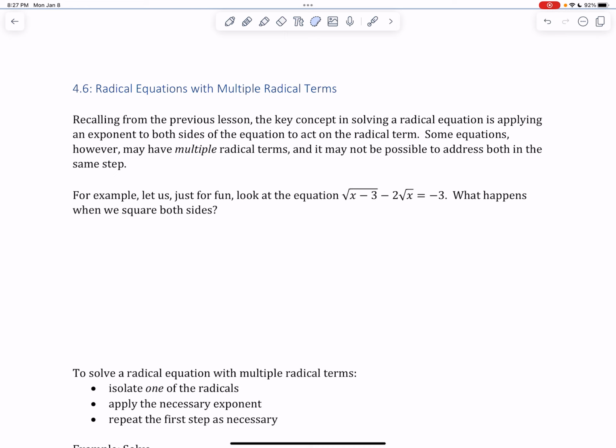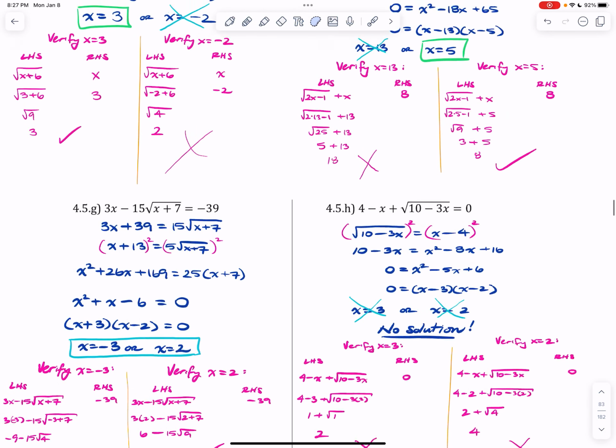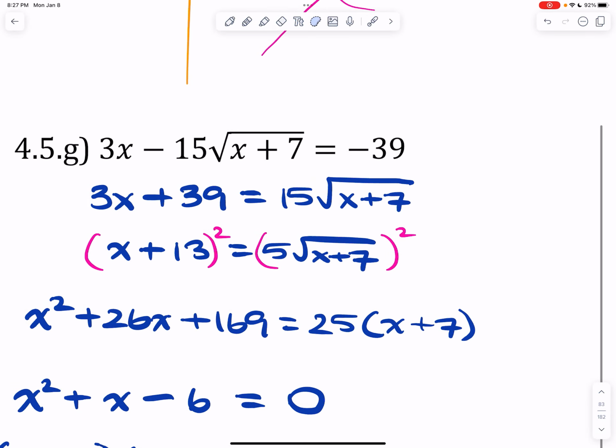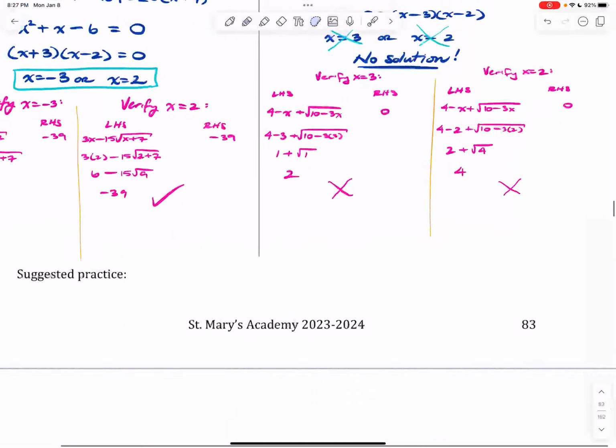We're going to have radical equations, but with multiple radical terms. What we were solving previously, there was only one radical in each of these equations, and the core concept was isolate that radical term, square both sides to get rid of that radical, thereby turning it into a more familiar equation. And that was that general premise.